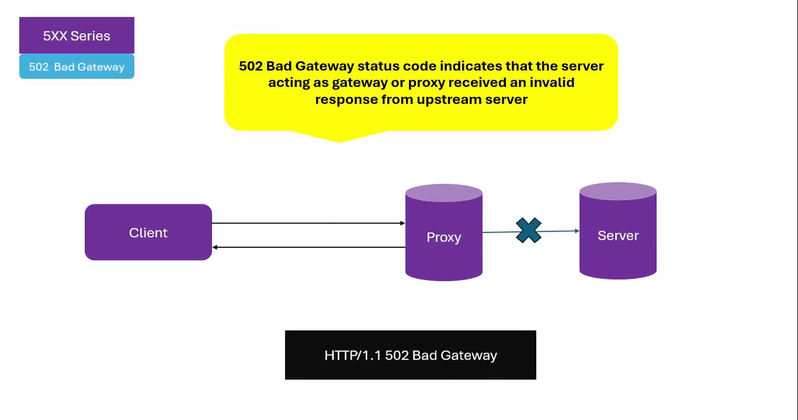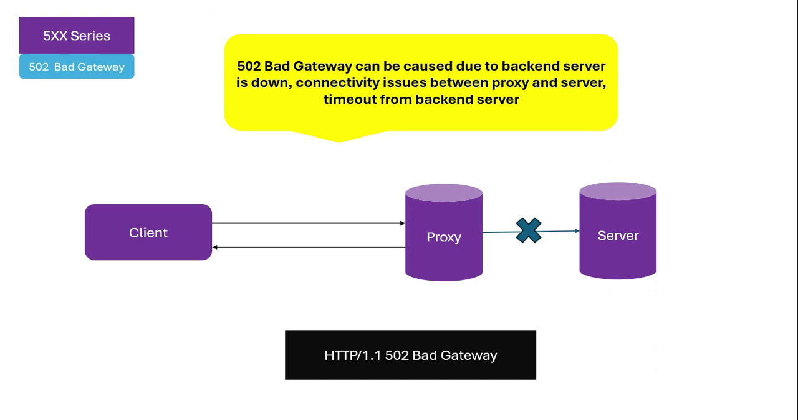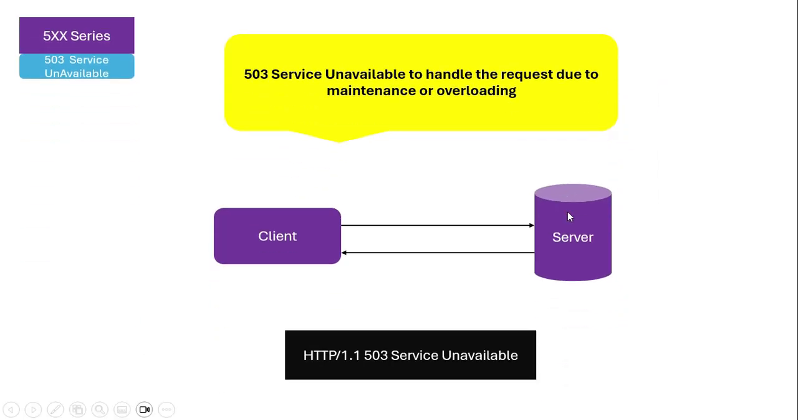For 502, bad gateway status indicates that the server is acting as a gateway or a proxy. The server might be down, or there might be connectivity issues between the proxy and the server. The bad gateway can be caused by the backend server being down, connectivity issues between proxy and server, or a timeout from the backend server. In this scenario, it is going to send a 502 bad gateway status code.